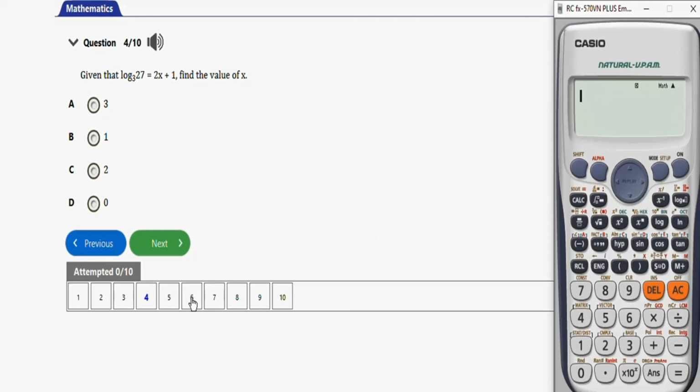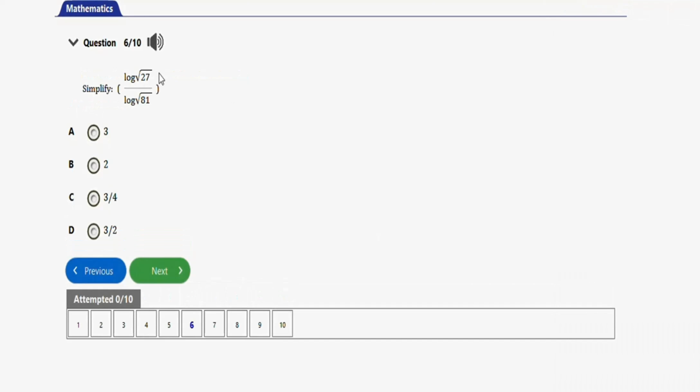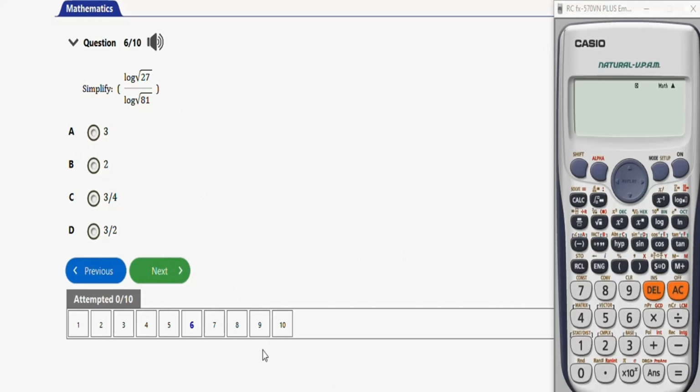Let's solve the next question, which is this one. It's to simplify log root 27 over log root 81. Let's bring the calculator and solve this out. So for this question, we have in fraction log, make use of this log button, log root 27, close the bracket, give space first, over, we have log root 81. So that's what it means.